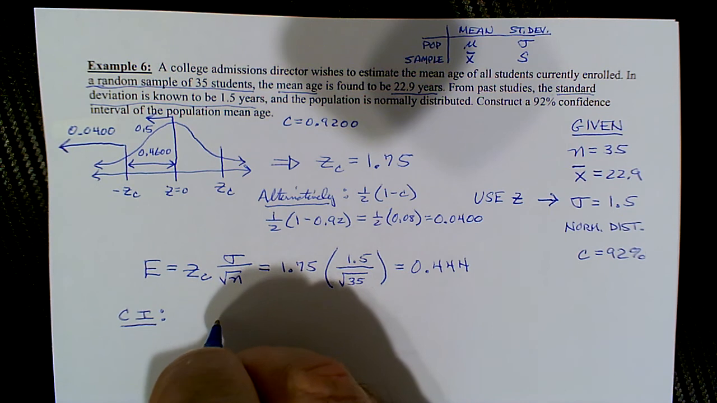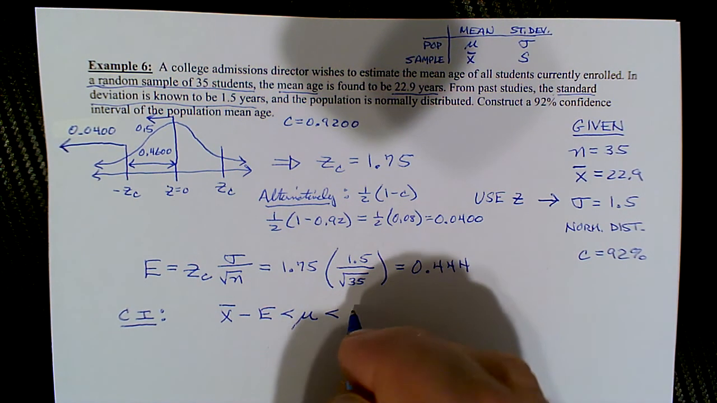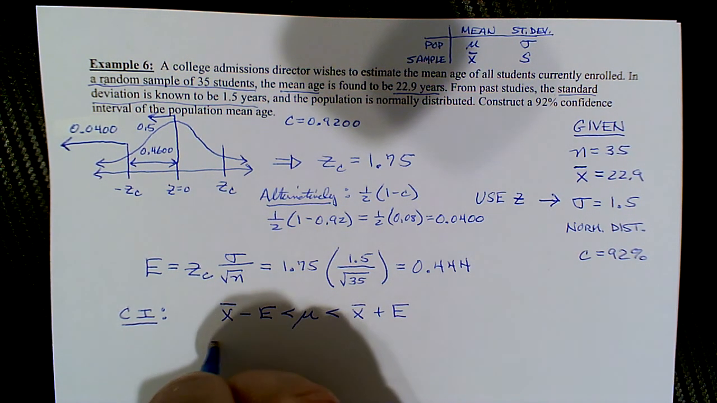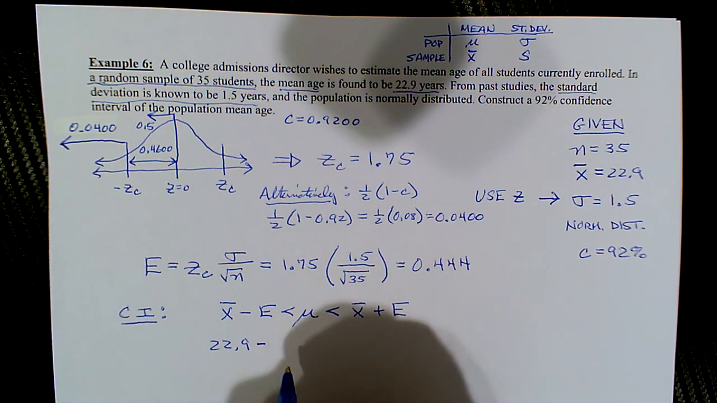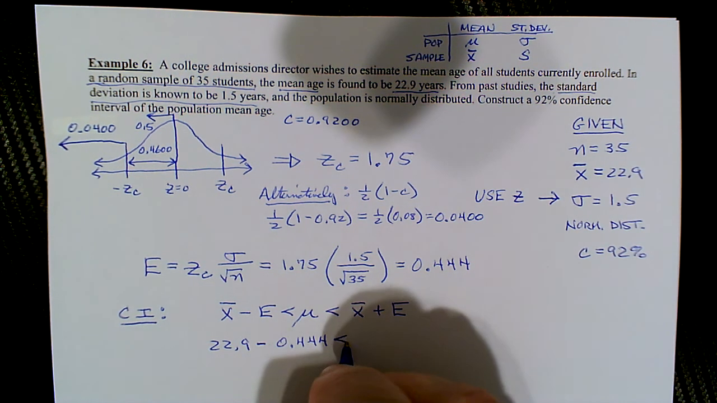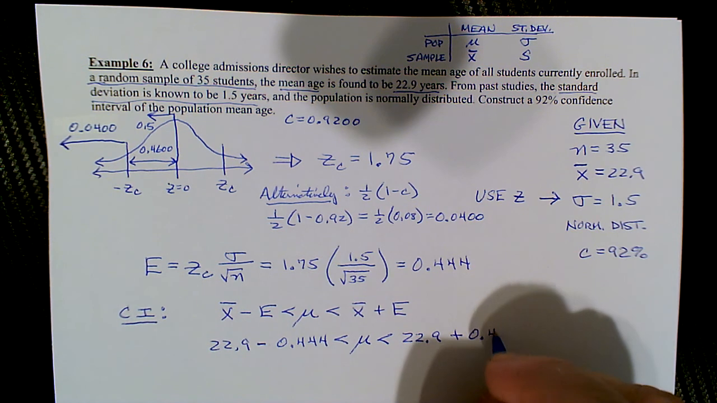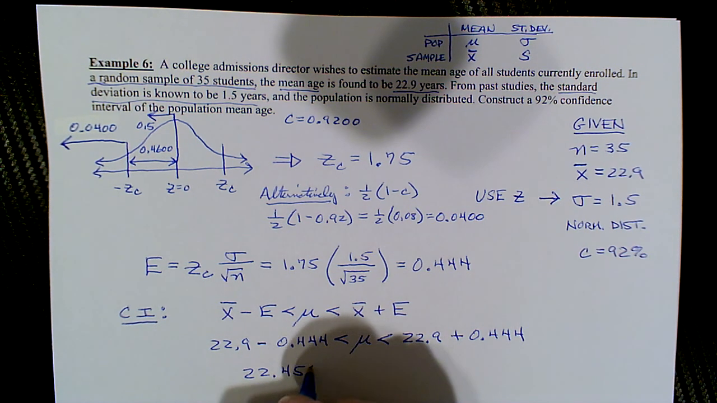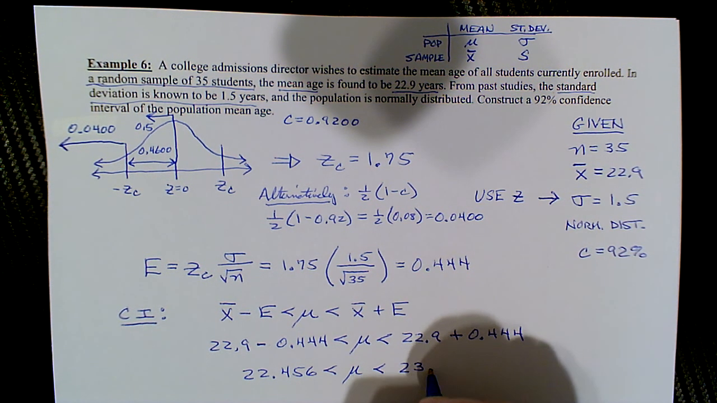So now our confidence interval, again I'll just use CI, is going to be left endpoint x bar minus E is less than the population mean parameter mu that we're trying to estimate, which is less than the right endpoint of x bar plus E. And so we just plug in x bar was 22.9 from the given right here, minus E, which was 0.444, what we just found. It's going to be less than the population mean mu, which is less than the x bar of 22.9 plus that margin of error, 0.444. So therefore, the left endpoint crunches down to 22.456, which is less than mu, which is less than the right endpoint of 23.344.